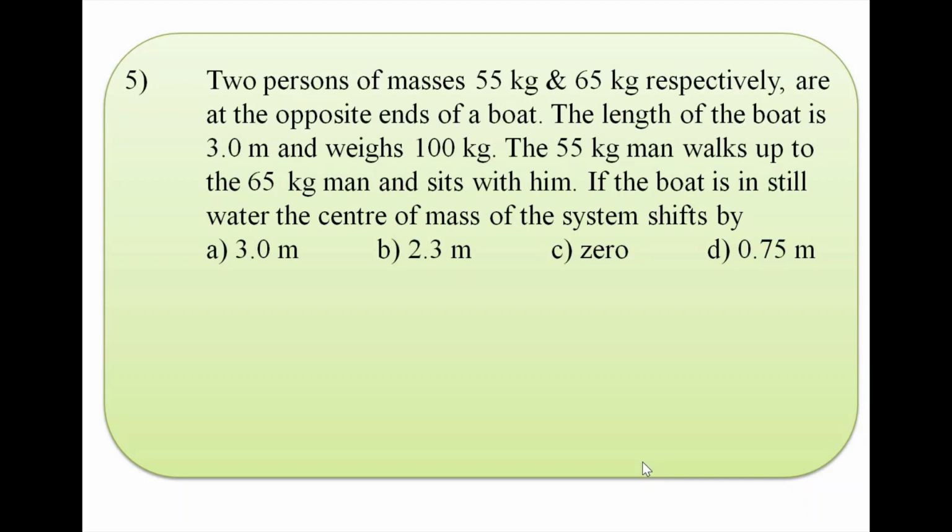Two persons of masses 55 kg and 65 kg respectively are at the opposite ends of a boat. The length of the boat is 3 meters and it weighs 100 kg. The 55 kg man walks up to the 65 kg man and sits with him. If the boat is in still water, the center of mass of the system shifts by: option A is 3 meters, option B is 2.3 meters, option C is 0, and option D is 0.75 meters. So let's see the solution.